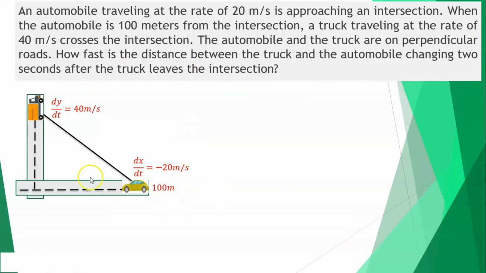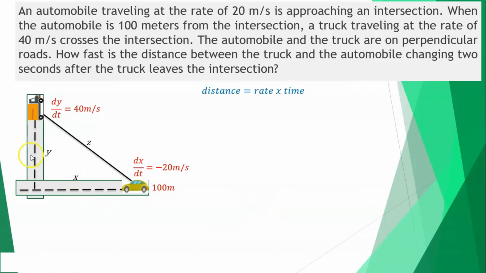Now, take note of this given. The rate of the speed of the car is 20 meters per second. It is negative here because over time, its distance from the intersection will decrease. While the rate of speed for the truck is positive because over time, its distance from the intersection will increase. So take note of this given. So we have here x, y, and z. So we're still forming a right triangle.